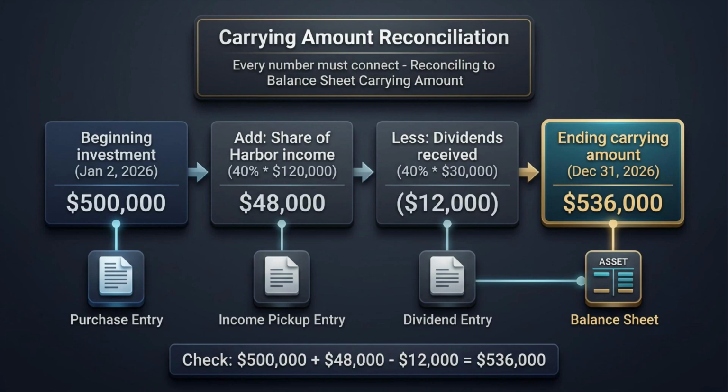This reconciliation is not optional decoration. It is the accounting compass. If the entries are correct, the roll forward should agree. If the roll forward does not agree, the journal entries need another look.